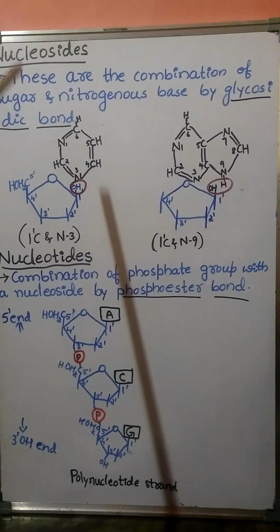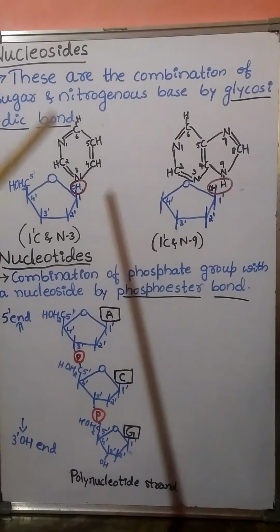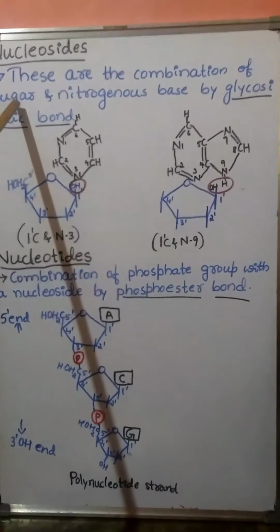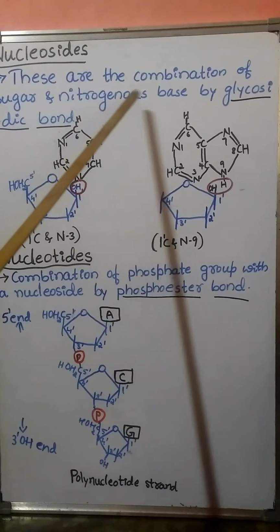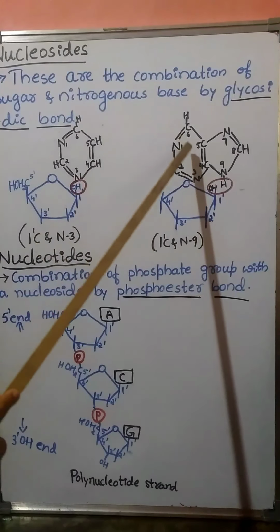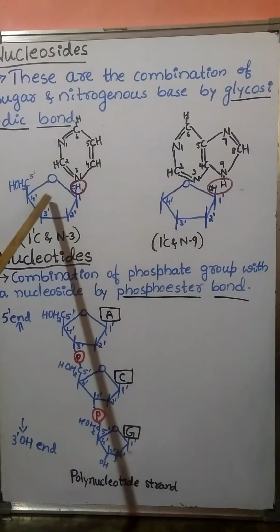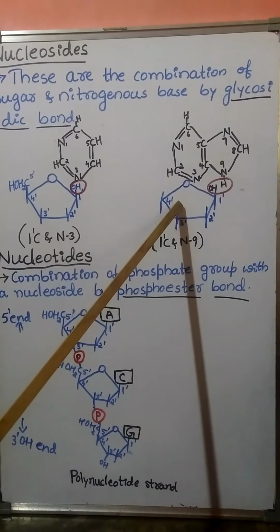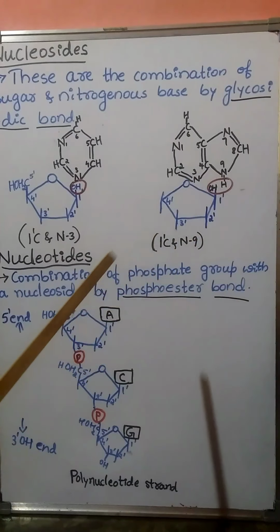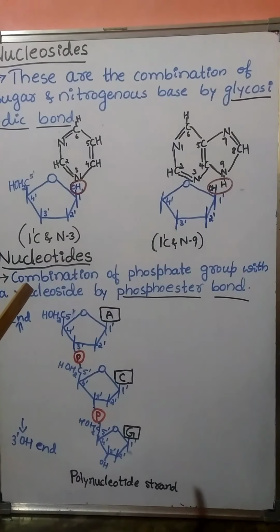Now let us discuss nucleosides and nucleotides. When a nitrogenous base attaches to the pentose sugar by forming a glycosidic bond, that forms a nucleoside.